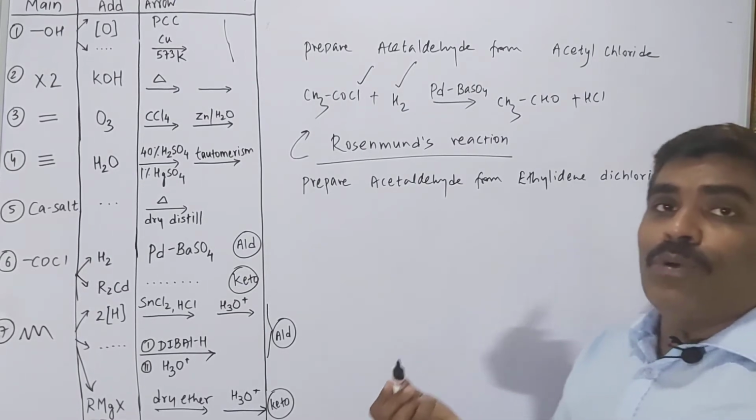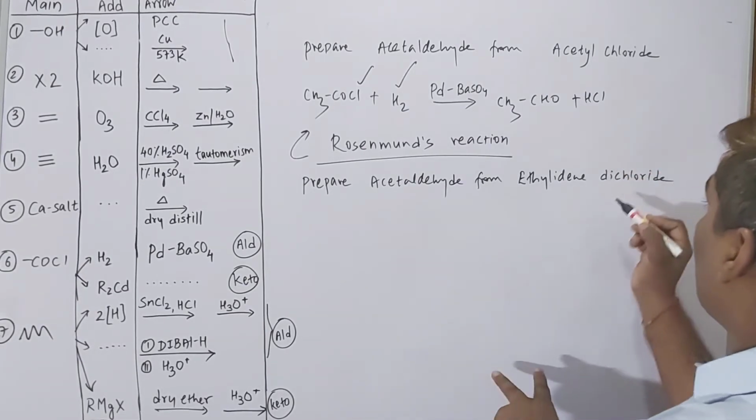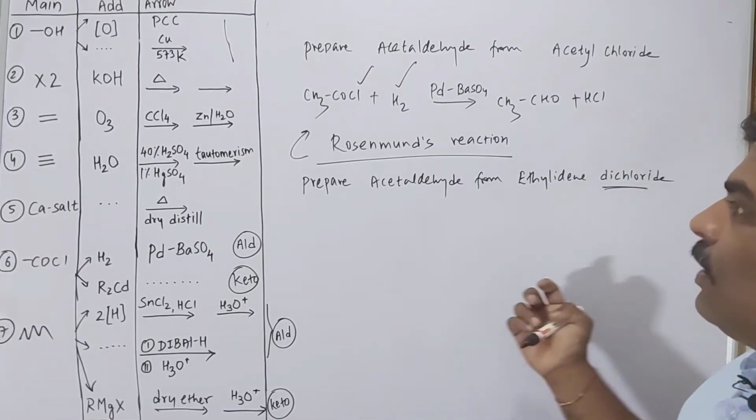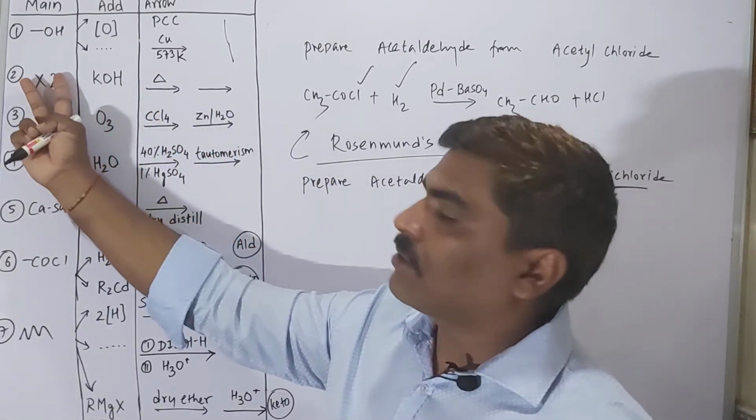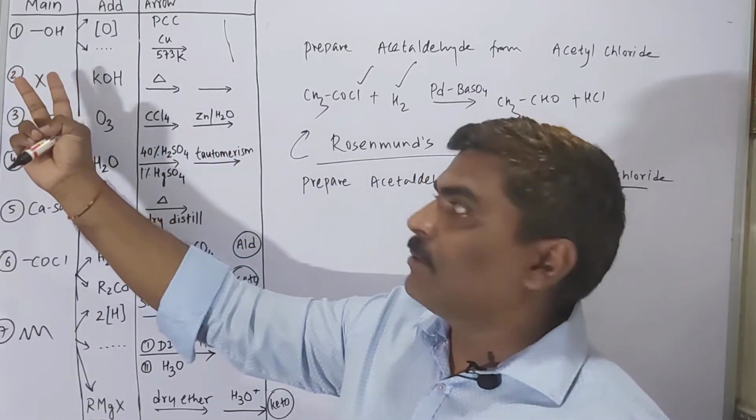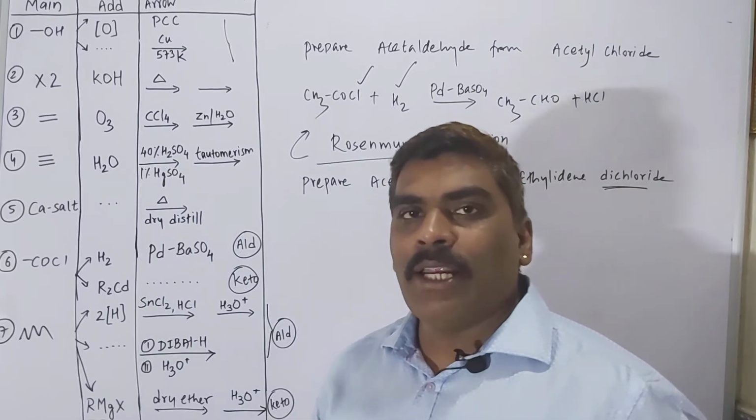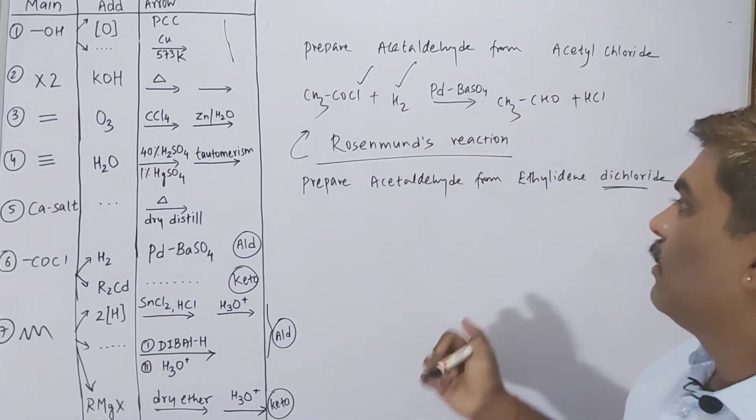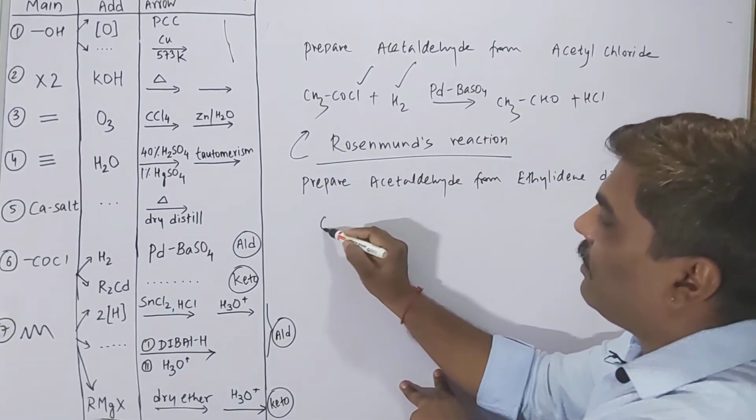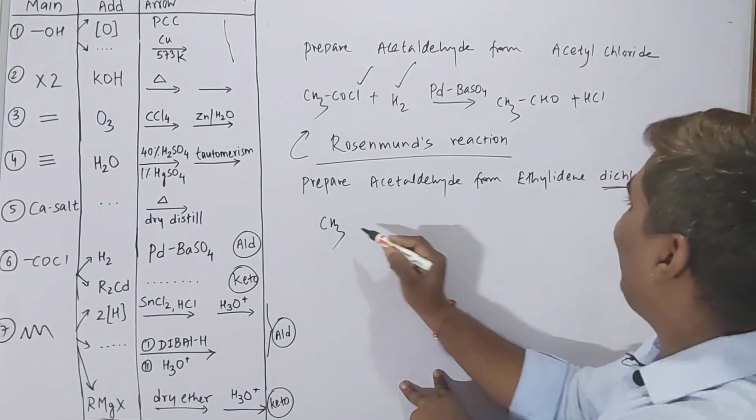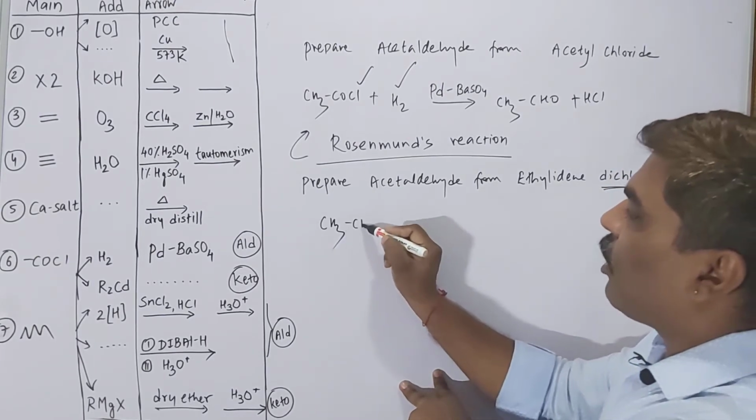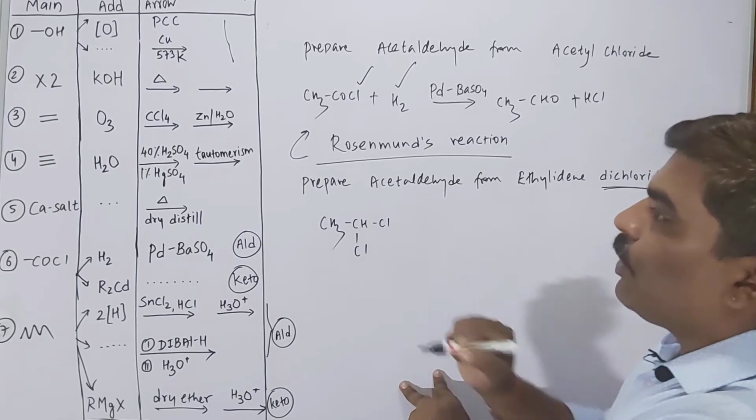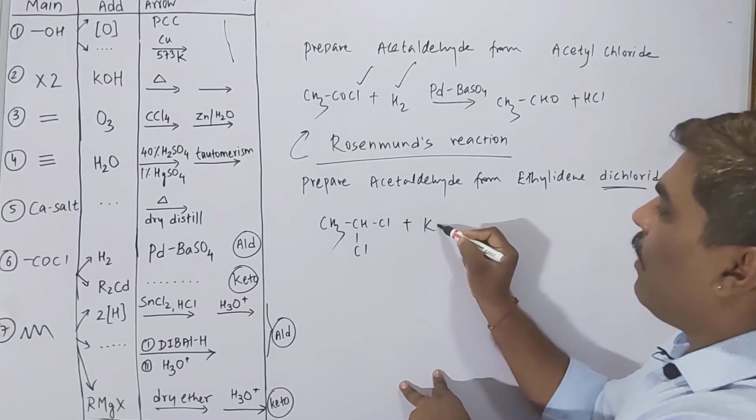Very simple to identify this, as there is dichloride, dihalogen, two halogens it is. So what do you have to put in this? Potassium hydroxide, alkaline hydrolysis. So we can start here directly. This ethylene dichloride, the formula is this. What you are going to add? You are going to add KOH.